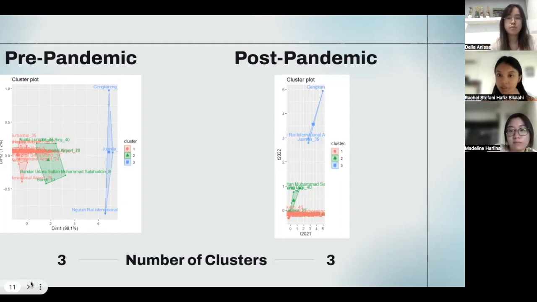And in the post-pandemic, there is not much difference because Cengkareng is still the highest airport that connects with Lombok. But what makes it different is the number of flights. As we can see, in the pre-pandemic, the highest one is 10, which is Cengkareng, and in the post-pandemic, the highest one is only 5, so we can conclude that the total number of flights is decreasing from the pre-pandemic to the post-pandemic.